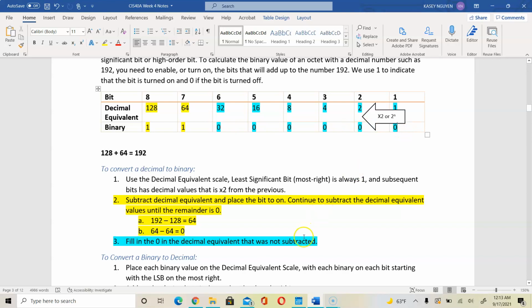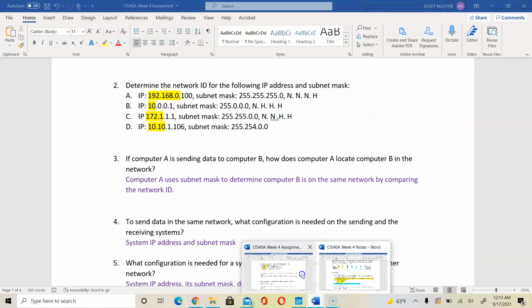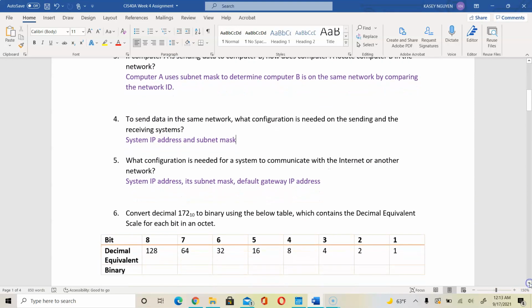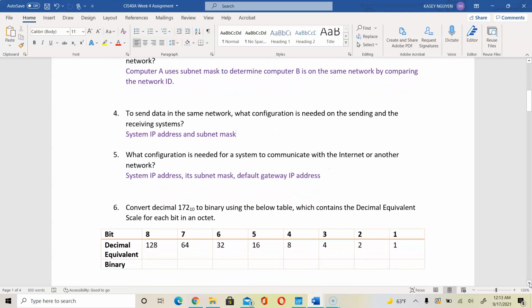In this next question, we will need to convert decimal to binary. Question 5 asks what configuration is needed for the system to communicate to the internet and other networks. You would need a system IP address, which will be unique for that system and contain a network ID and host ID. It would also need a subnet mask and a default gateway IP address.